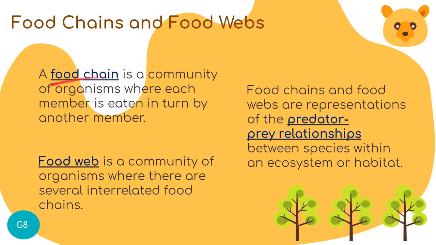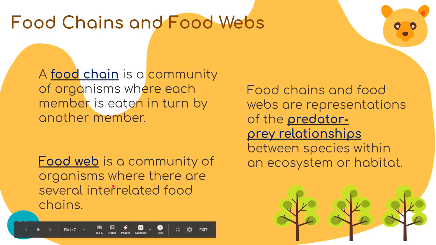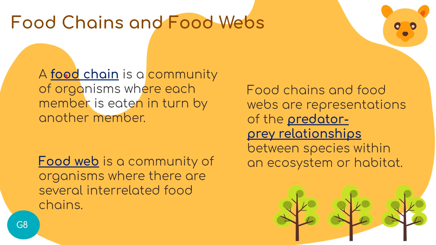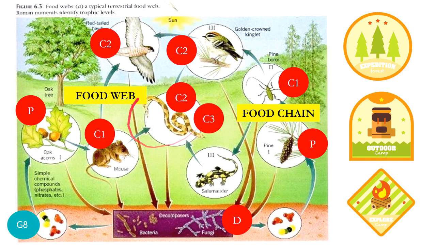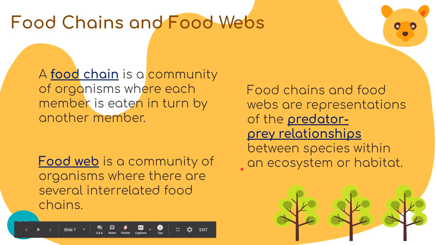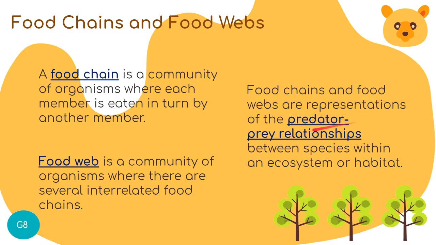So again, to define, a food chain is a community. So it's different species, different groups, different population of organisms where each member is eaten in turn by another member. A food web, on the other hand, is a community of organisms where there are several interrelated food chains. Food chain, only one direction. Food web, interweaving, interwoven food chains.